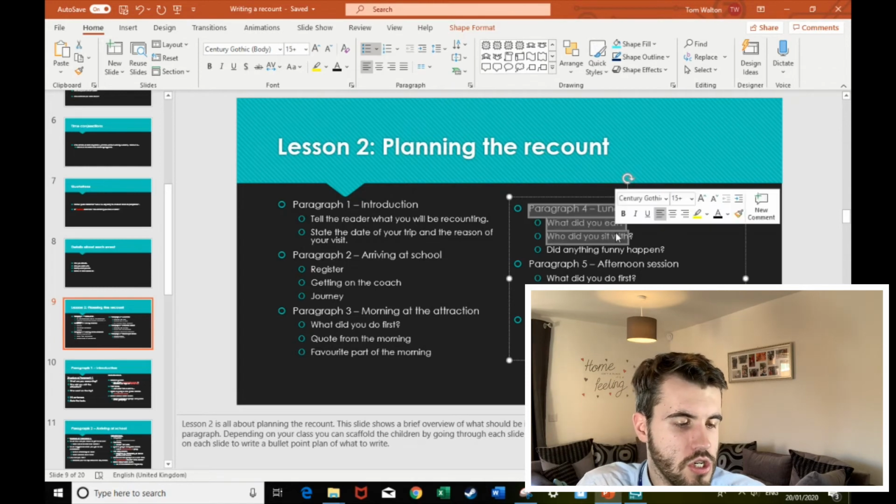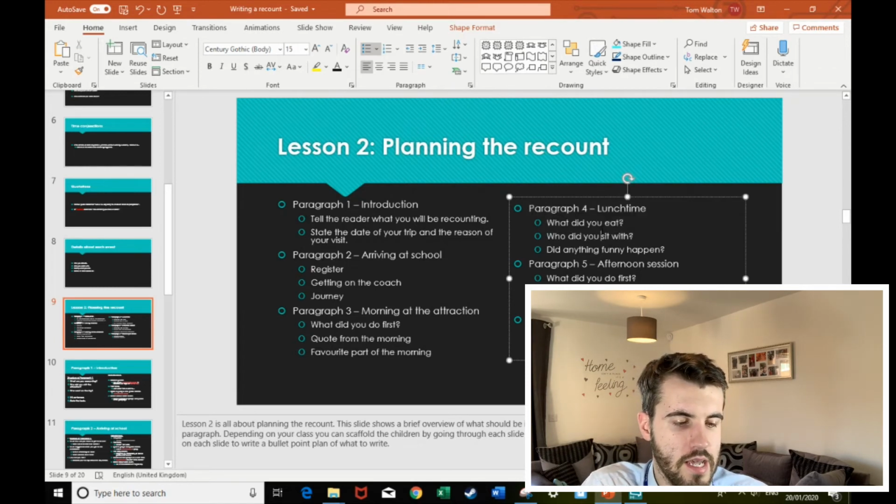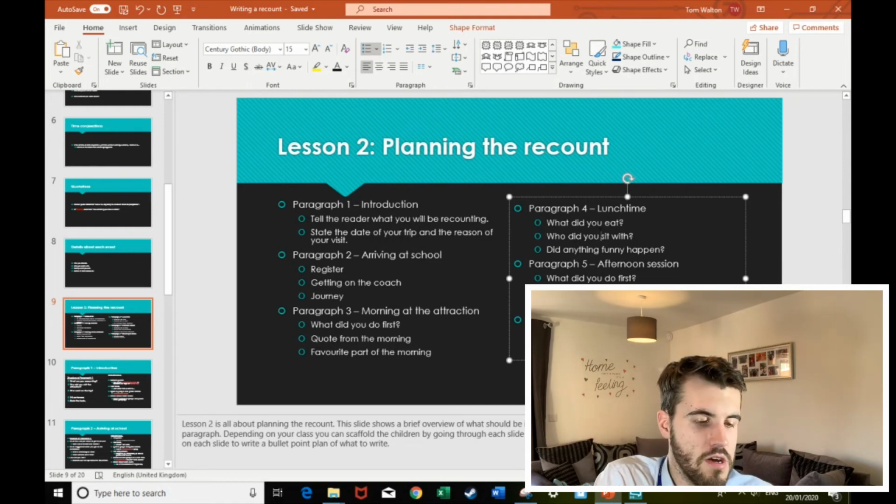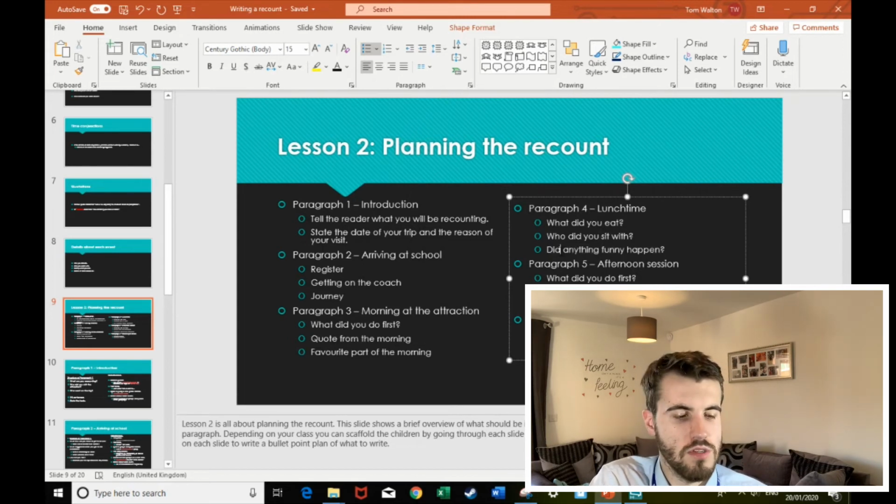So we've got the introduction, which is telling the reader what you'll be recounting, stating the date of your trip and the reason of your visit. Paragraph 2 is arriving at school, making sure you've got the register sorted, getting on the coach, the journey there. Paragraph 3, the morning at the attraction. So what did you do first? Can you get a quote in there from the morning? What did someone say? And your favourite part, getting that feeling in there, that emotion. My favourite part of this trip was, get that in there.